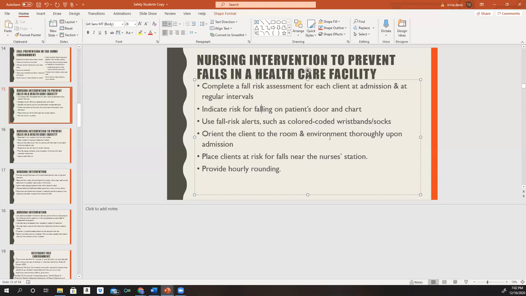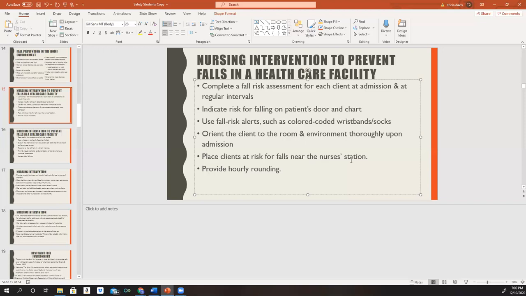Place clients at risk for falls near the nurse's station. We always try to do that. Sometimes you can't because those beds aren't available, so they do have to go further in the back of the unit. But then the charge nurse at our hospital always keeps a list of patients that need rooms closer to the front. And then as those rooms clean up, we move those patients to the front.